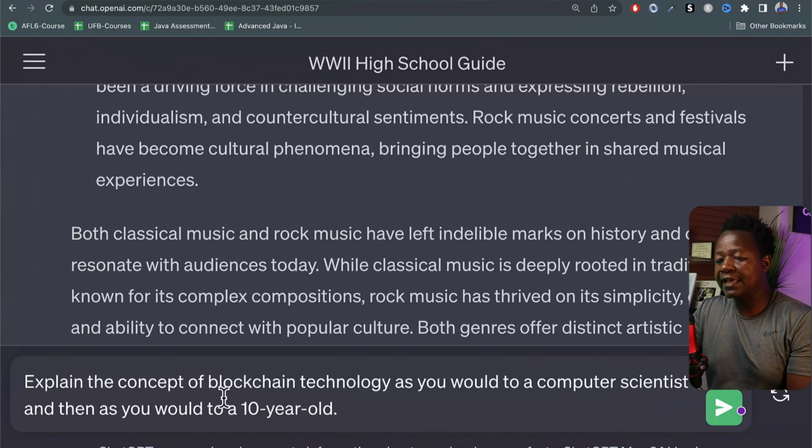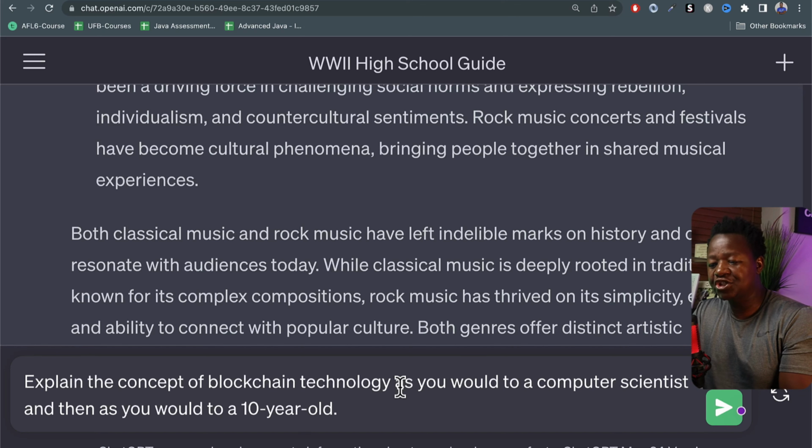Here's a good example. Explain the concept of blockchain technology as you would to a computer scientist, okay? And then as you would to a 10-year-old. Now you can see this prompt requests the AI to explain the same concept, blockchain technology, to two perspectives. The first part of the prompt asks to explain the concept of blockchain to a computer scientist, and the second part is to explain the same concept to a 10-year-old. Let's go ahead and take a look.